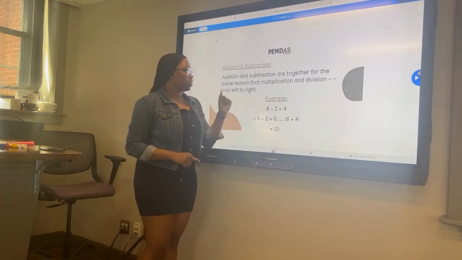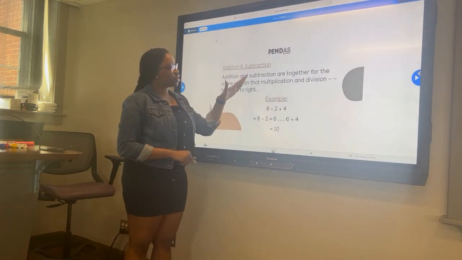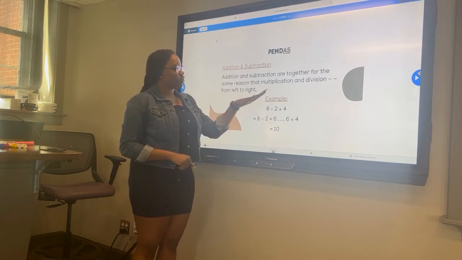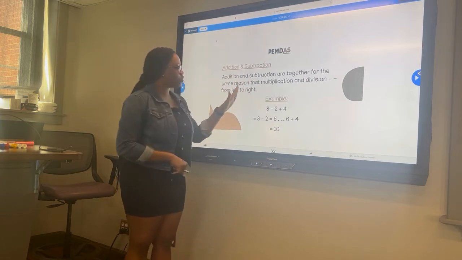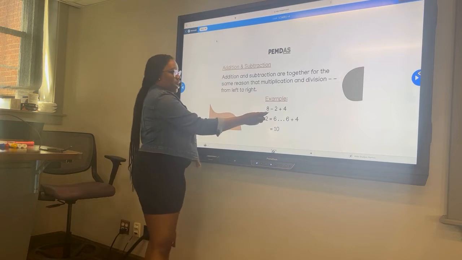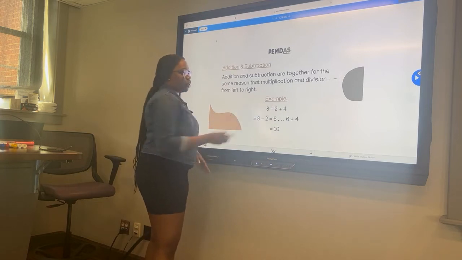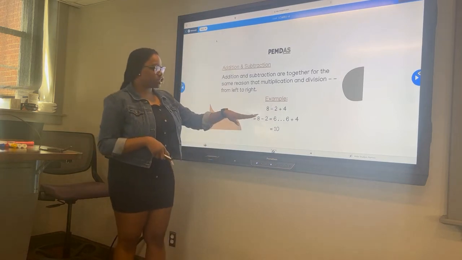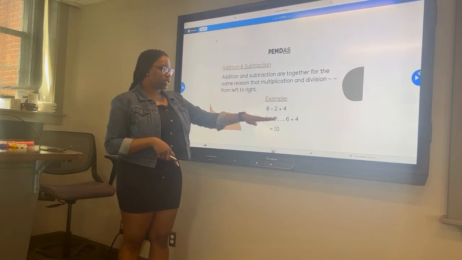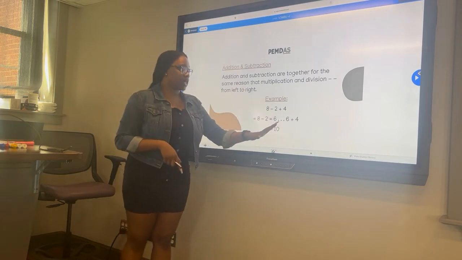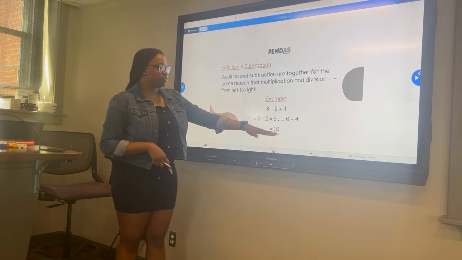Addition and subtraction. Addition and subtraction are together for the same reason as multiplication and division, from left to right. Our example, 8 minus 2 plus 4: 8 minus 2 equals 6. From there, 6 plus 4 gives you 10.